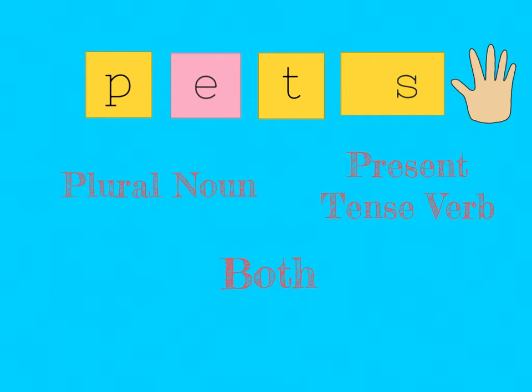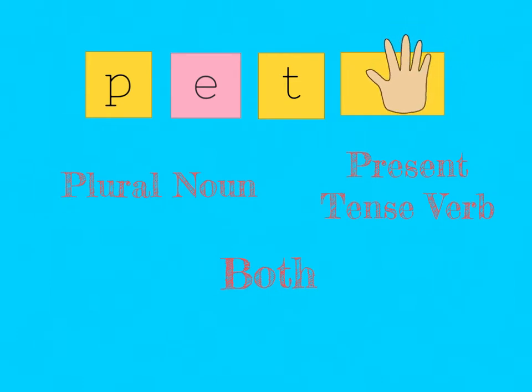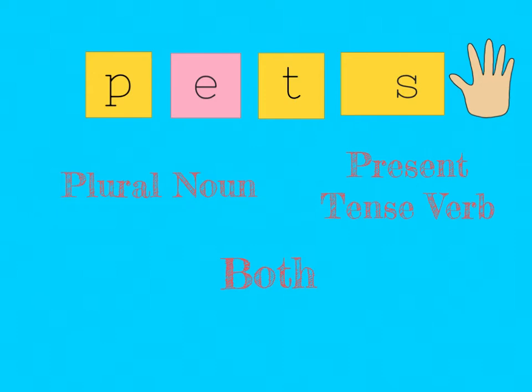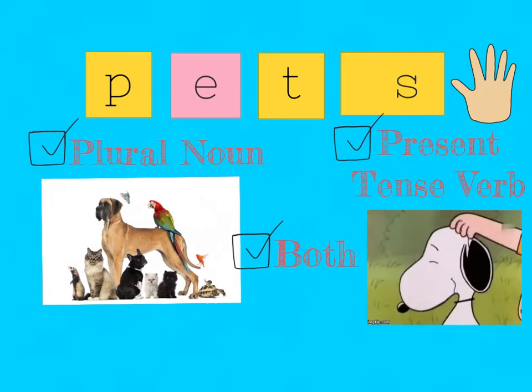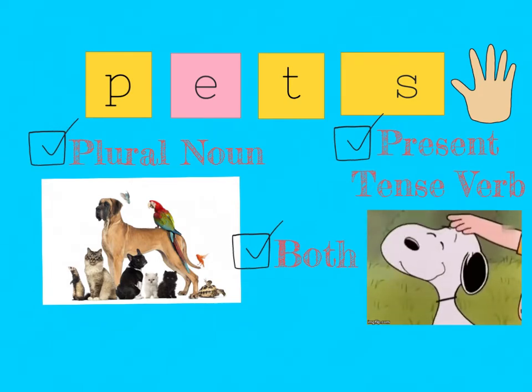Let's do one more. Cover up your suffix S. Tap the base word. P, e, t, pet. With our suffix, the word is pets. What do you think? Could pets be a plural noun, a present tense verb, or both? Yes, it could be both. It could be a plural noun. Check out all of those pets in the picture. Or it could be a present tense verb, like Charlie Brown pets his dog Snoopy.